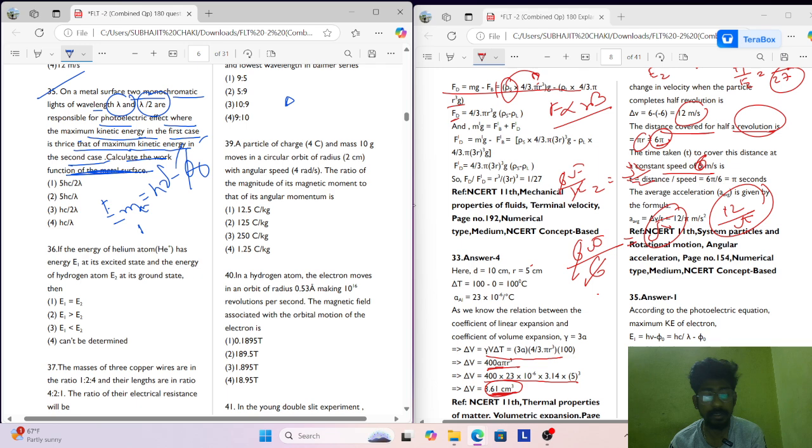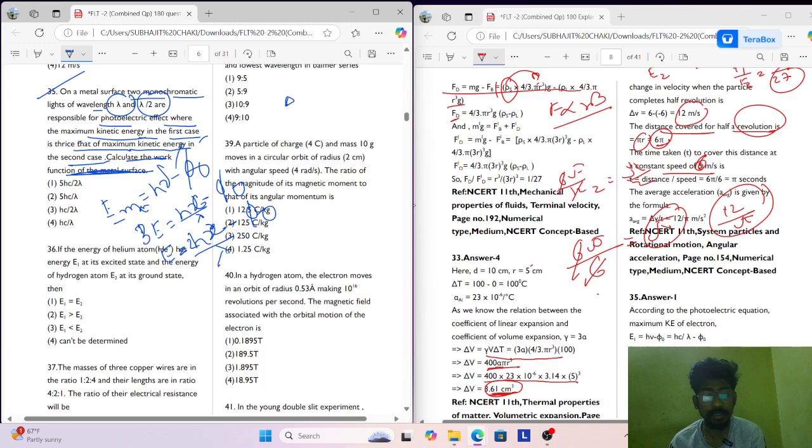Where the maximum kinetic energy in the first case is thrice, that means 3E equals h nu minus phi naught. Another is E equals h nu minus phi naught. But in both the cases, this one is hc by lambda, and this is 2hc by lambda.